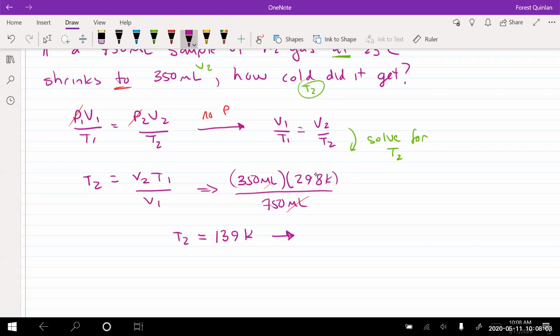Now, since we don't think in terms of Kelvin, we should probably put that back into something that's somewhat more familiar. Let's do that to Celsius. We start, that number is 273 away from that. It's minus 133 Celsius.